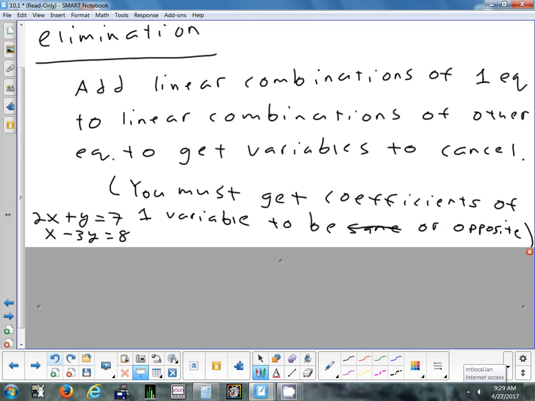So does anybody see what you could multiply the top equation by to make the y's opposites? 3. So you could make it 6x plus 3y equals 21. And then you'd have positive 3y, negative 3y, and they would cancel when you add vertically. So that's always the goal: try to get the same letter to have opposite numbers in front of it.